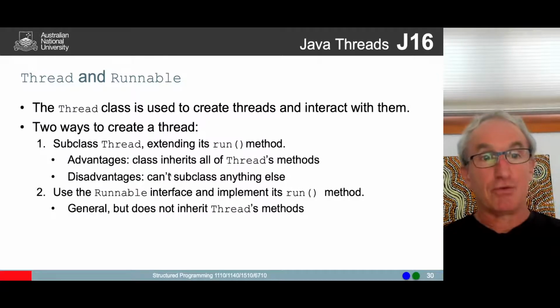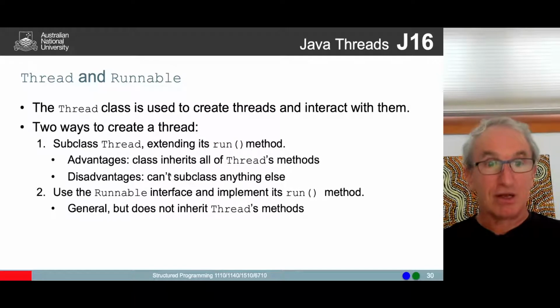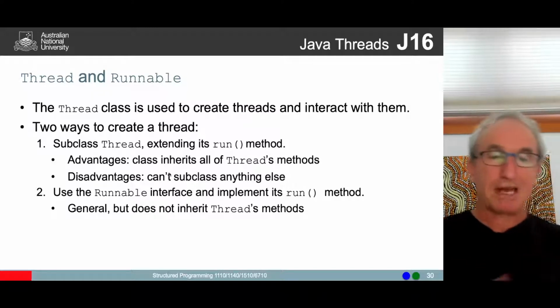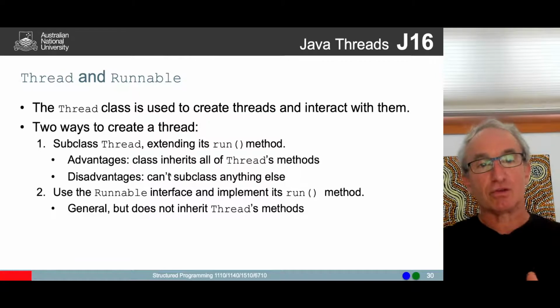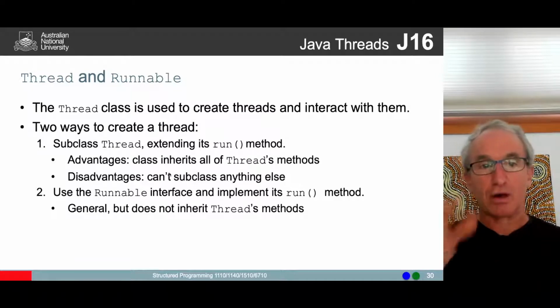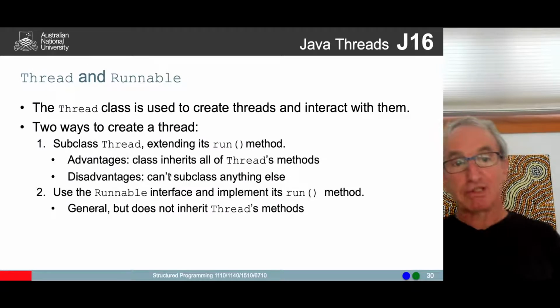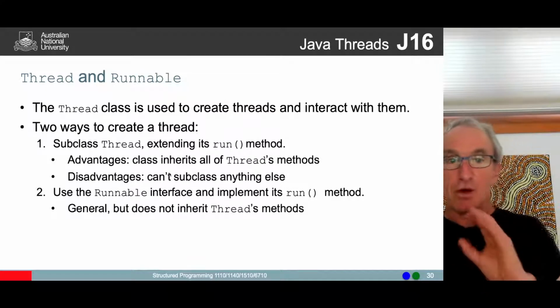So if you wanted to make your Dog class have threads, but it's already inheriting from Mammal, say in our old example from early in semester, then you're going to have to use the Runnable interface. So your Dog extends Mammal and implements the Runnable interface. Okay, so that's where you have the choice.